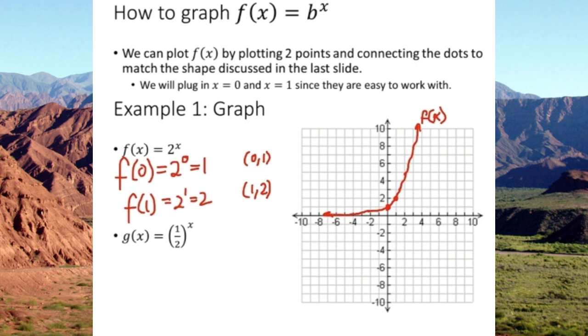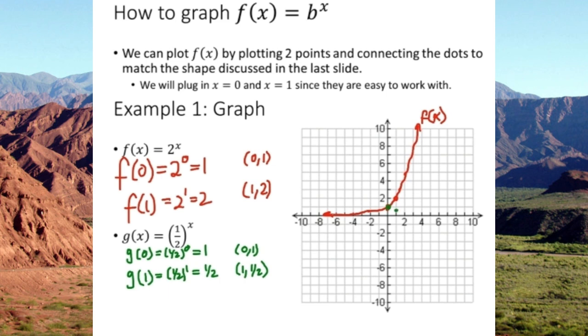If we take a look at g of x, which equals 1/2 to the x, using the same strategy, we'll evaluate g of 0 and g of 1. G of 0 would be 1/2 to the 0th power, which is 1. G of 1 would be 1/2 to the first, which is 1/2. G of 0 equals 1 tells us 0, 1 is a point on our graph, while g of 1 equals 1/2 tells us the point 1, 1/2 is on our graph. Now we'll plot the 2 points.